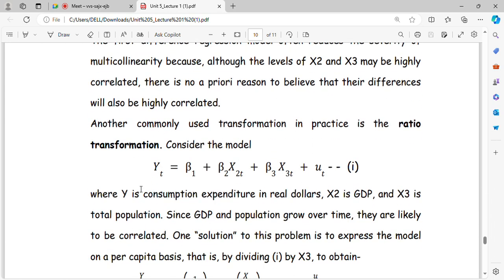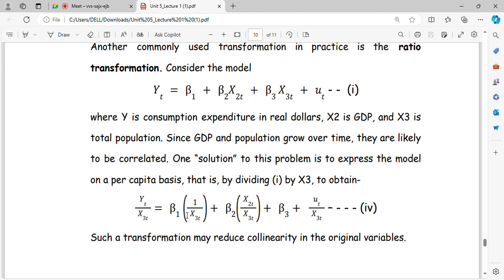Another commonly used transformation in practice is the ratio transformation, which is if we have yt equals beta 1 plus beta 2 x2t plus beta 3 x3t plus ut, where y is the consumption expenditure, x2 is GDP, x3 is total population, let's say. And we know that with time GDP and population both can increase. Okay? So since GDP and population grow over time, they are likely to be correlated. One solution to this problem is to express the model on a per capita basis. That means just divide the equation by x3.